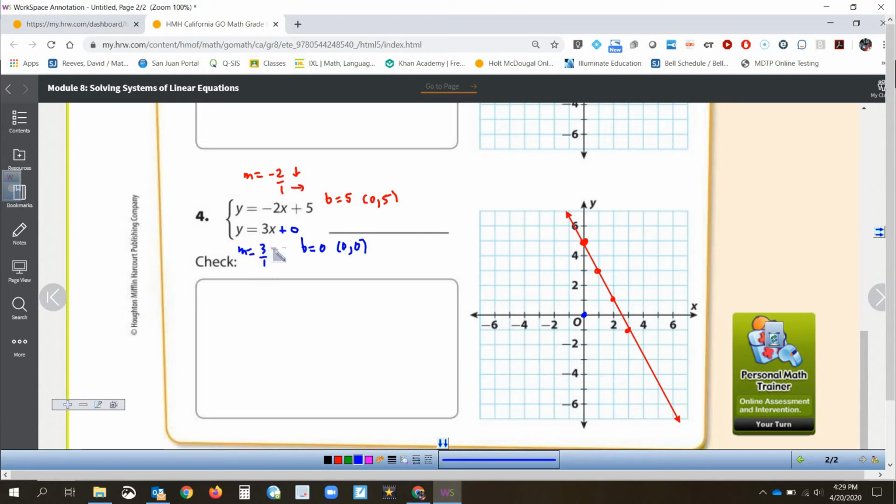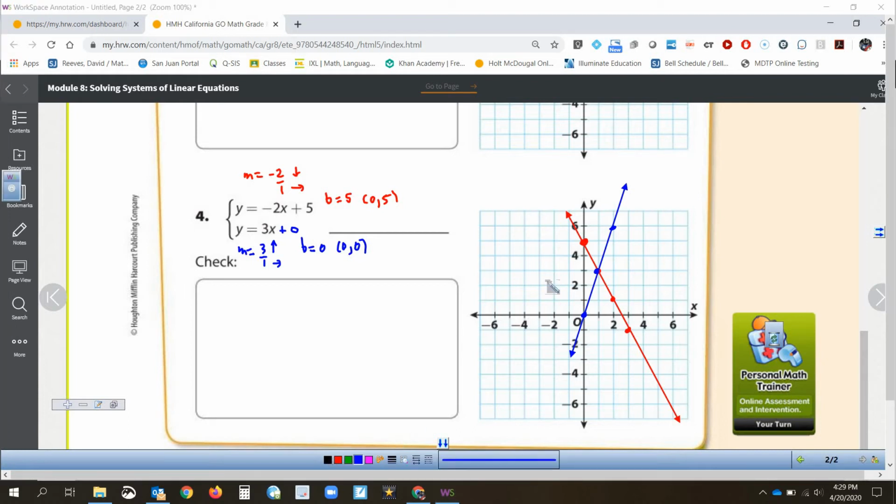Now again, they're both positive, so this time I'm going to go up and right. So from there, I'm going to go up 1, 2, 3, right 1. Up 3, right 1. And when I connect those points, I get a line. Again, any point on that blue line, not just the ones I made, makes that second equation true.